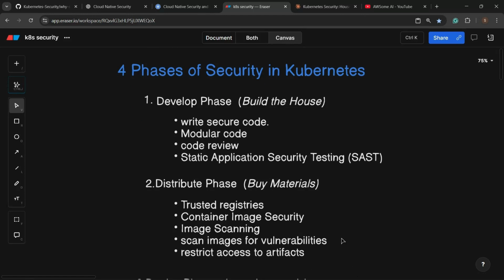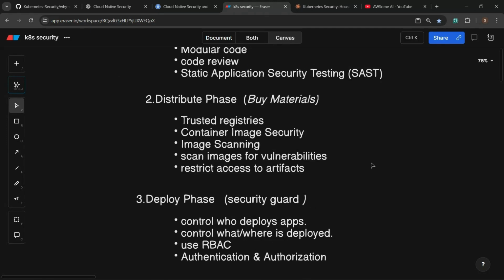So this, our develop phase, is the foundation base of our security. So this should be taken very much importantly. And if this phase is built very strong, the other aspects of security will become easier. Now the next phase is distribute phase.